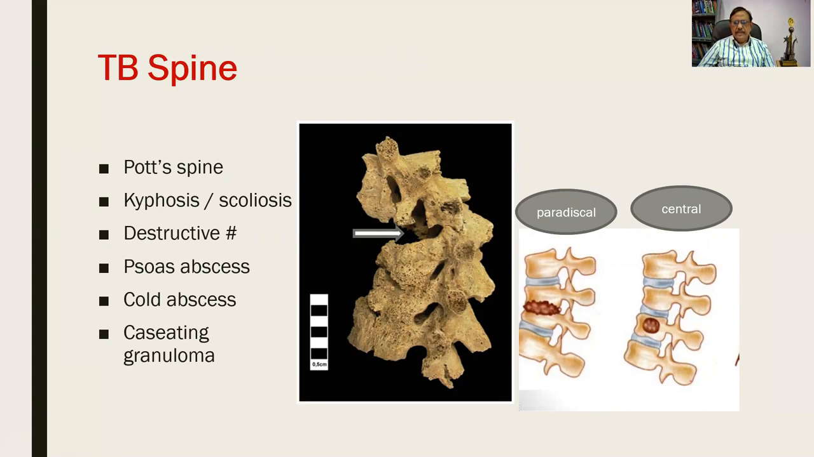Cold abscess in the sense it does not show the classical signs of inflammation, such as warmth and tenderness. And as mentioned earlier, there will be a caseating granuloma. And regarding the tuberculosis of the spine, it can be right within the bone, called the central tuberculosis, or it can be along the disc, paradiscal or paravertebral. These are the two types of tuberculosis of the spine that we can get.